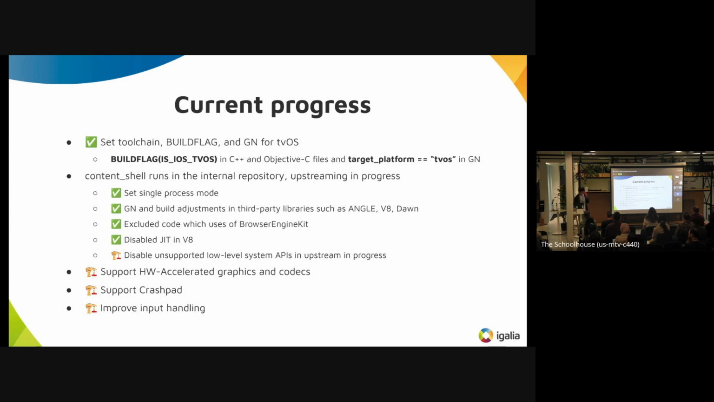And also, we enabled single process mode because, as I said, multiprocess is not supported on tvOS. And we applied the GN and build flags to third-party libraries such as ANGLE, V8, and Dawn. We have also excluded all code which depends on the Browser Engine Kit. Also, we disabled the JIT in V8. And we have been disabling unsupported low-level system APIs in upstream, so we are still in progress. Furthermore, we have been supporting hardware accelerated graphics and codec and Crashpad, and we are working on improving the handling.